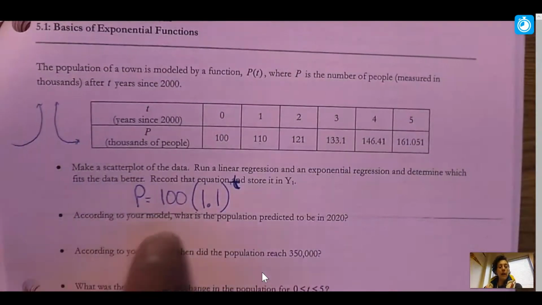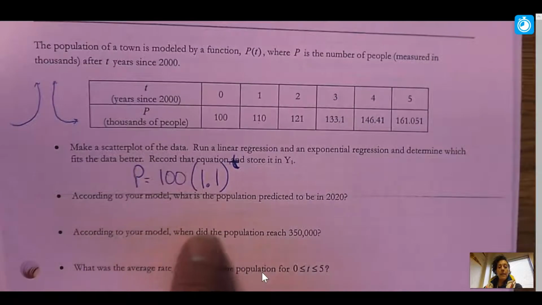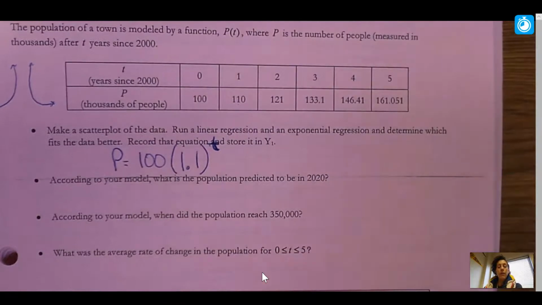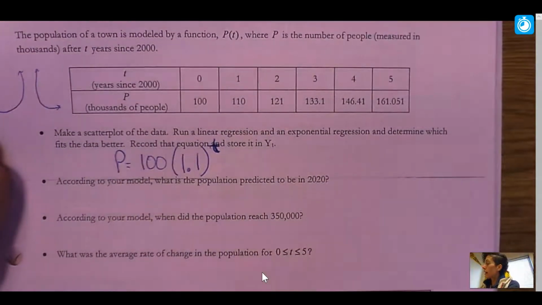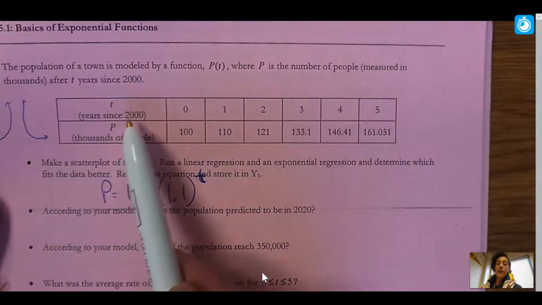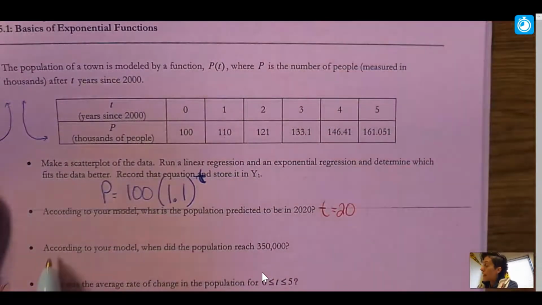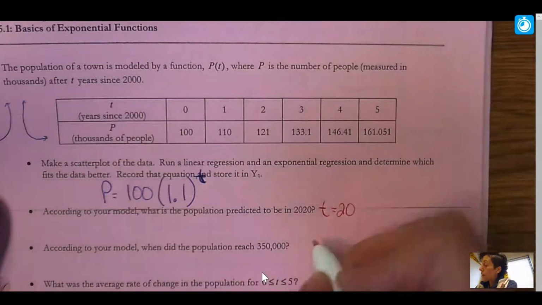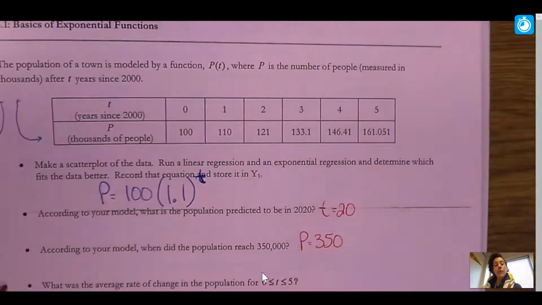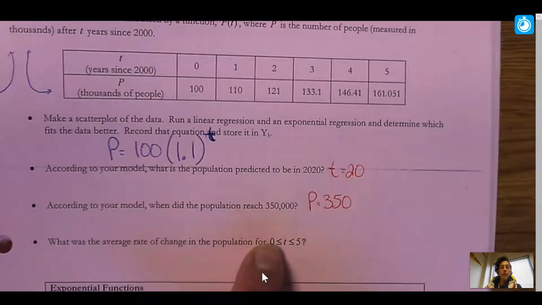According to your model, what is the population predicted in 2020? The next one, according to your model, when did the population reach this amount? And then we'll be finding the average rate of change, and there's a couple of ways we can do this. First of all, for 2020, I wouldn't be putting 2020 in. I want to put in the years since 2020, so my time would actually be 20. On the next one, when did the population reach 350,000? I don't want to put 350,000 in. I want to put it in the format that they have, so I would just put 350. And then this is just from 0 to 5.